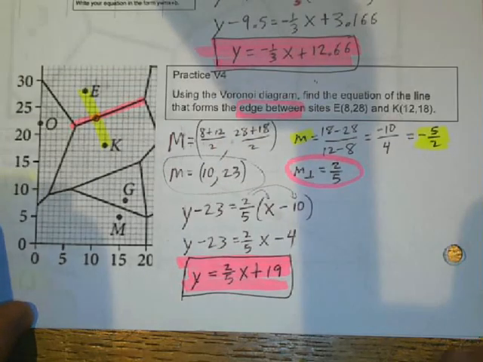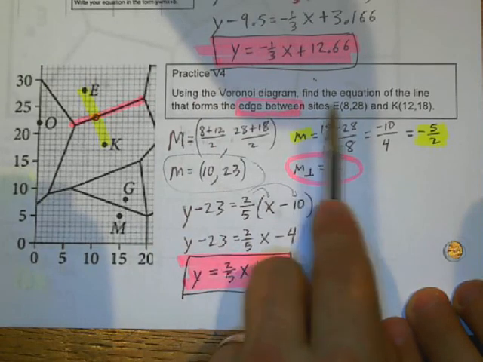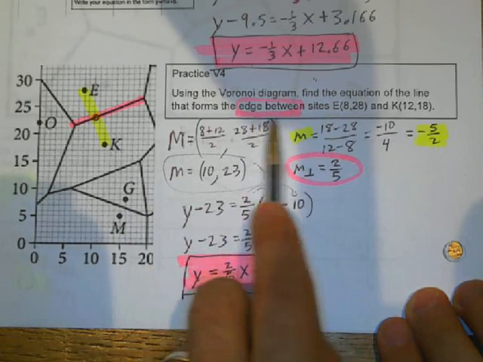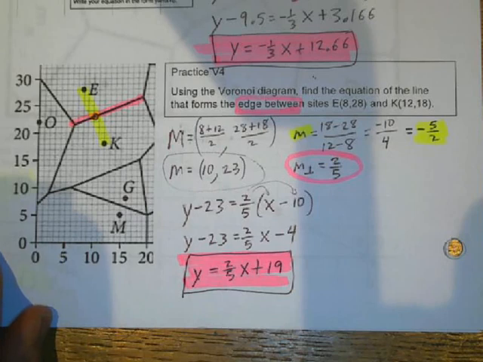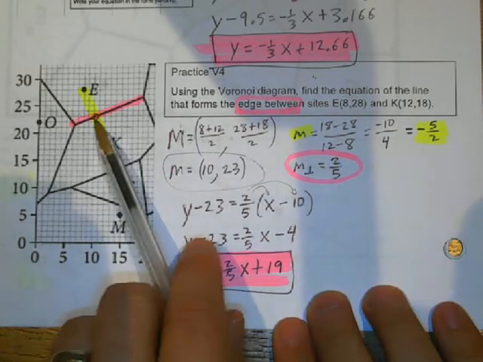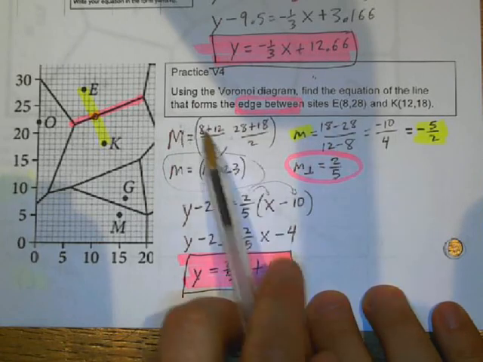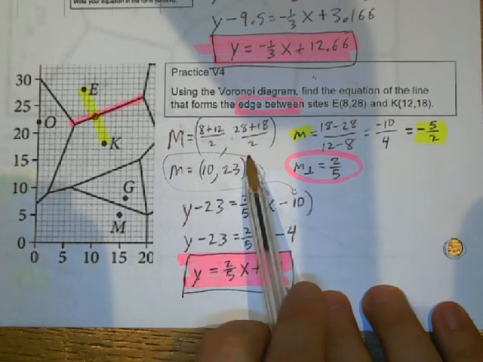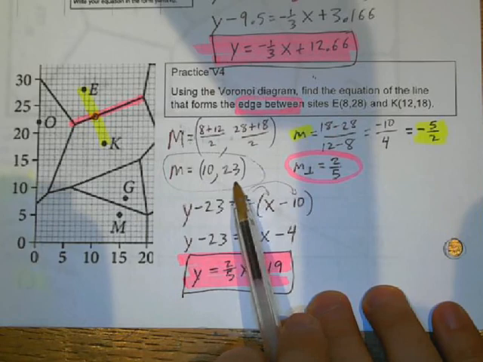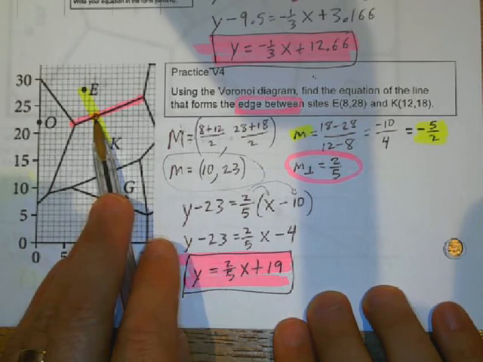Okay, last question on this page. Okay, so use the Voronoi diagram, find the equation of the line that forms the edge between sites E and sites F. So what I'm going to do is I need to figure out where the midpoint is, just like we did on the previous one. So I take the average of the x values, 8 and 12, divided by 2. The y values, 28 and 18, add those together, divide by 2. So my midpoint is (10, 23). So I go over to 10, up, and the y value is 23, so my midpoint is about right there.